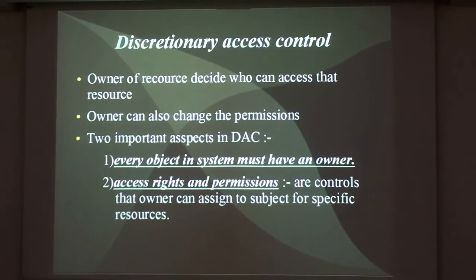Let's move on to discretionary access control. In discretionary access control, the owner of the resource decides who can access that resource. The owner can also change the permissions in some systems. The two important aspects in DAC are, first, every object in the system must have an owner. In DAC, the owner is responsible for granting permissions. Therefore, every object without an owner is left unprotected. The second is access rights and permissions. These are the controls that the owner can assign to a subject for specific resources.